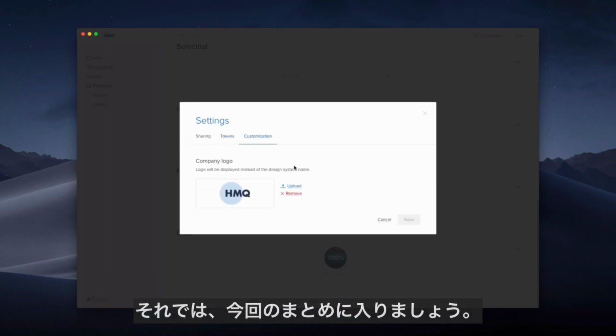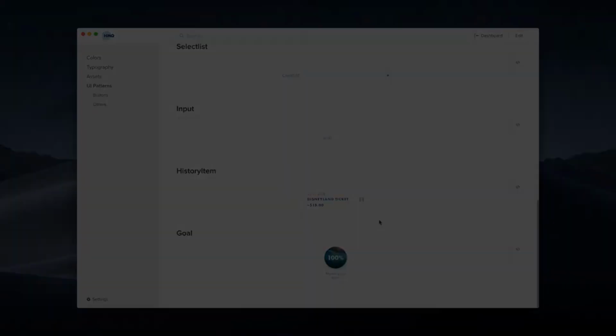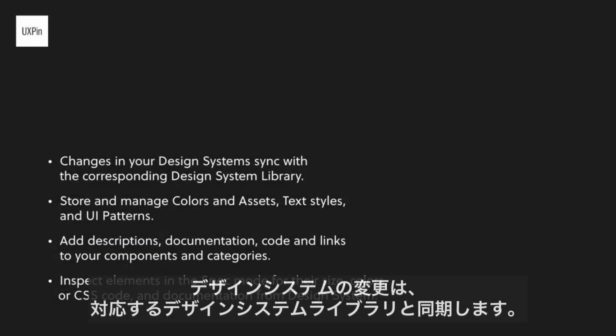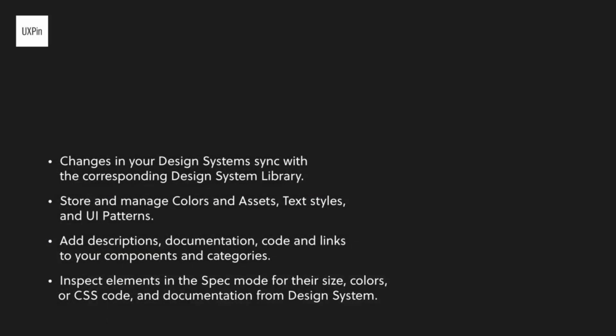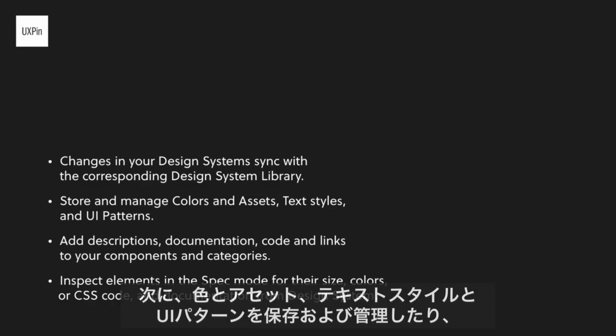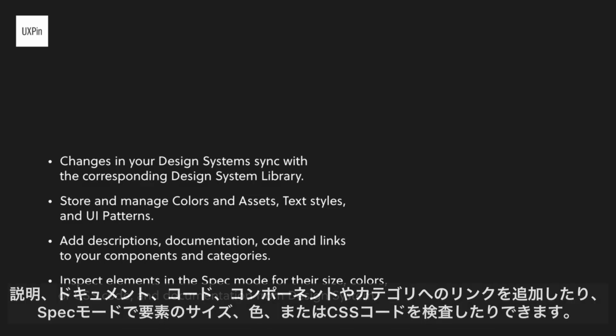To sum up what we've just gone over, changes in your design systems sync with the corresponding design systems library. Then, you can store and manage colors and assets, text styles, and UI patterns. Add descriptions, documentation, code, and links to your components and categories. Or inspect elements in the spec mode for their size, colors, or CSS code.